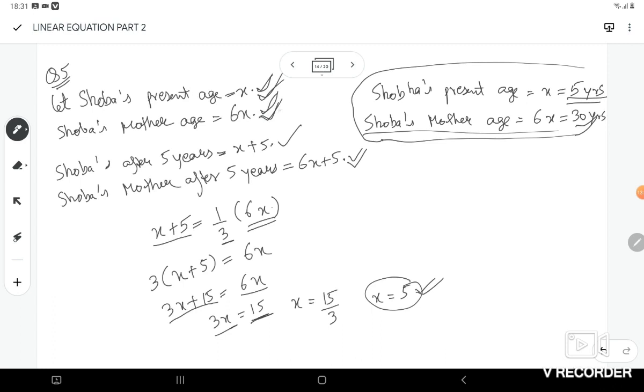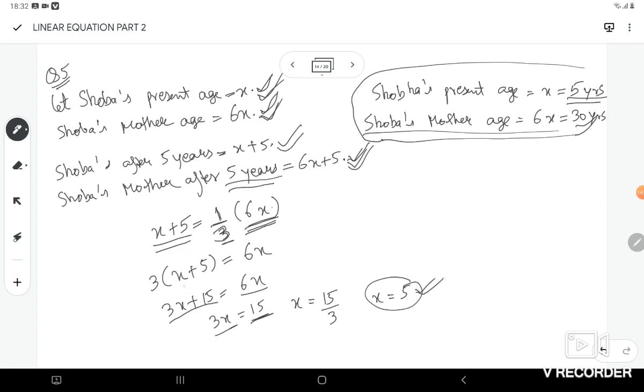It says Shobha's age 5 years from now, that is after 5 years. So what would be the age of Shobha after 5 years? It would be x plus 5. The question says Shobha's age 5 years from now will be 1/3 of his mother's present age. So Shobha's age 5 years from now, that is x plus 5, is equal to 1/3 of Shobha's mother's present age, which is equal to 6x.